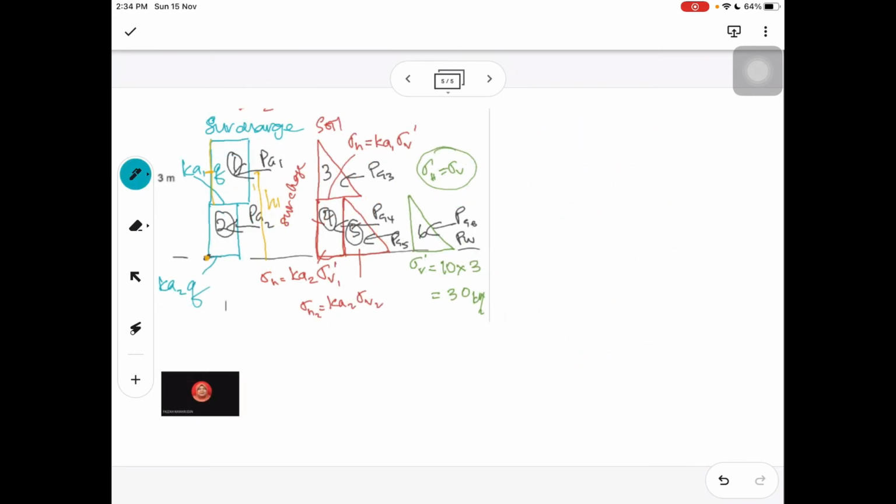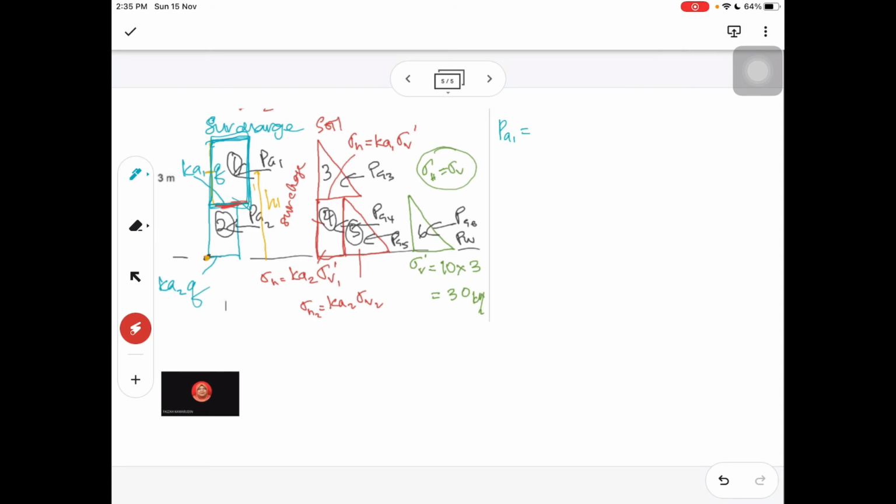Okay. I'm going to show you how to calculate each PA. So the first PA is this rectangular number 1. So how to calculate PA? PA is based on the area of the shape of the diagram. Okay, area. So the first shape of the diagram is rectangular. So PA1 is based on the area of the rectangular, which is the base.